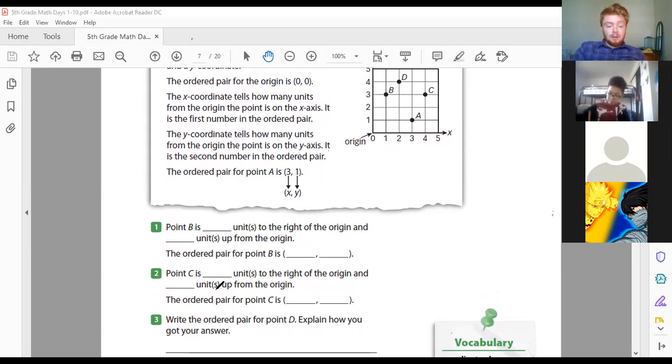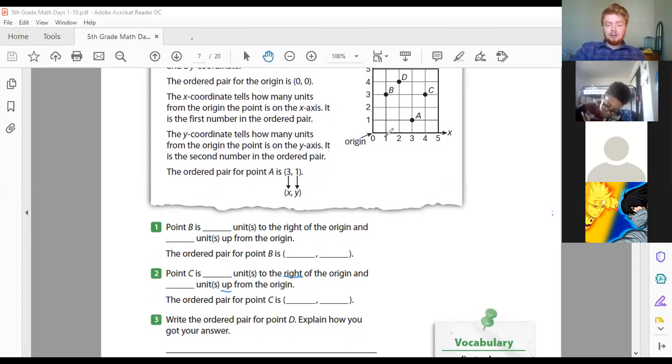Draw. Cool. So C is blank to the right and blank up. Do we have to go to all of the one-on-one? I will explain that in just a moment. Good question, though.